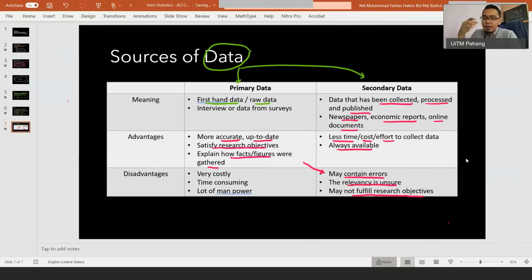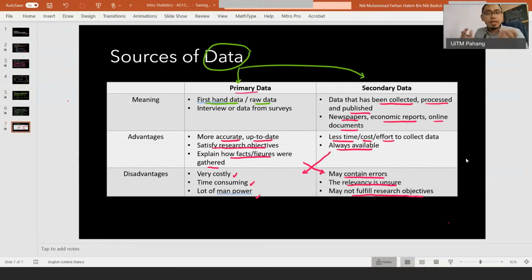Kan? Right. But these disadvantages, right, of primary data lawan kepada itu. Okay. Very costly. Nak pergi buat survey ni, kita nak pergi survey sendiri, kena print kertas and so on, makan cost. Yang kedua, time consuming, makan masa berminggu-minggu. Dan yang ketiga, lot of manpower. Kadang-kadang kena pakai enumerator, kena upah orang untuk pergi buat survey. Kan? Right. So that's basically the difference between primary data and secondary data.